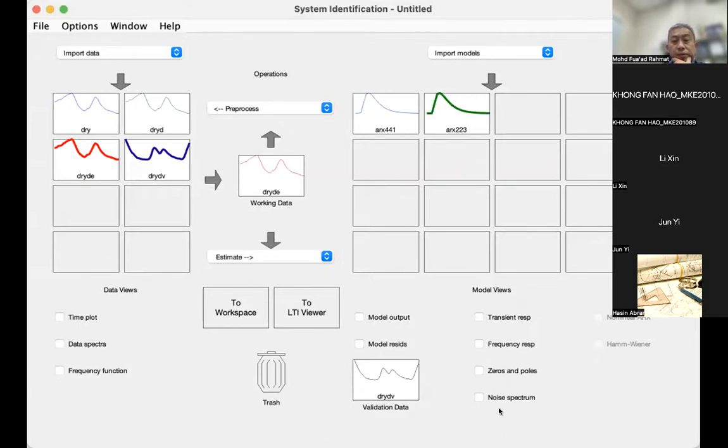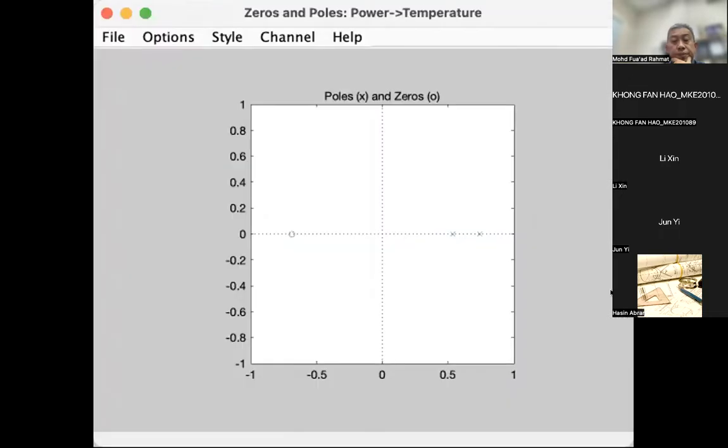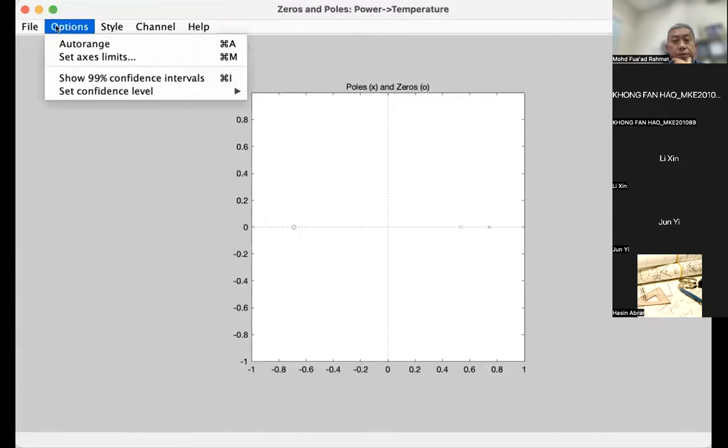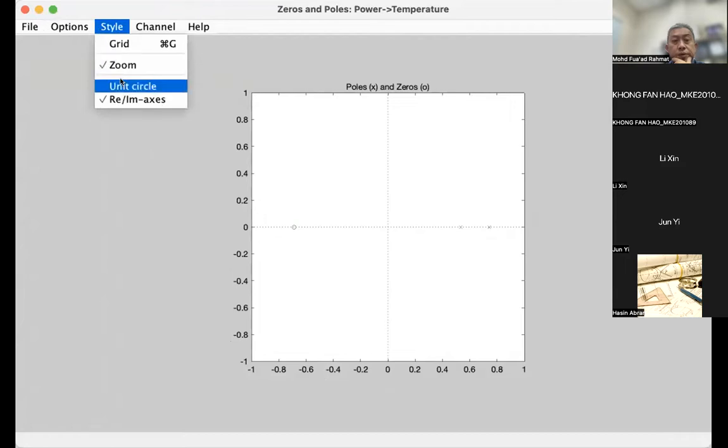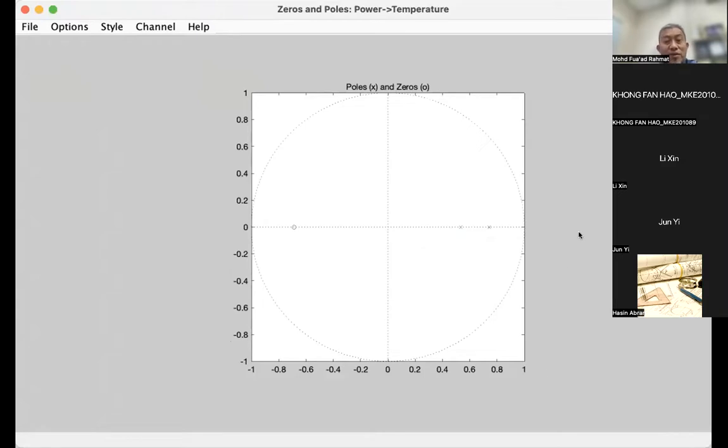So we activate 2, 2, 3, then insert unit circles. There you can see that the two poles are inside the unit circle, so the system is stable, and the single zero is inside the unit circle, meaning that the system is now minimum phase. It's not non-minimum phase anymore. From there, we come back to the slide.